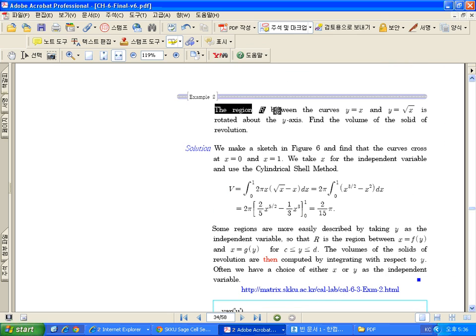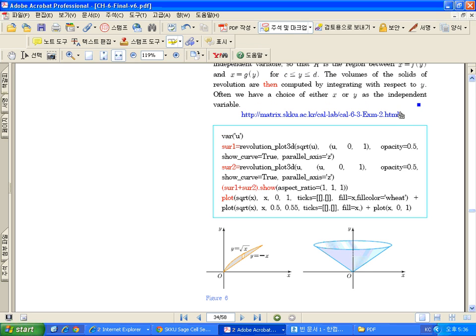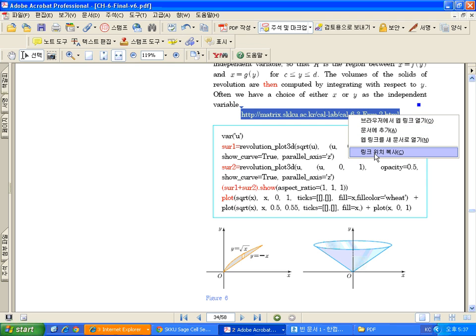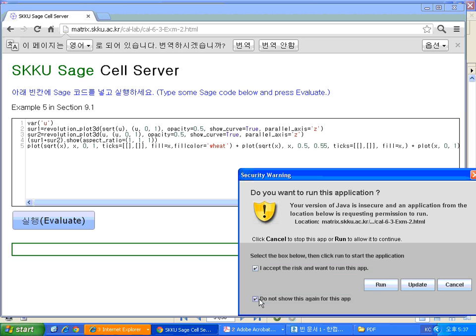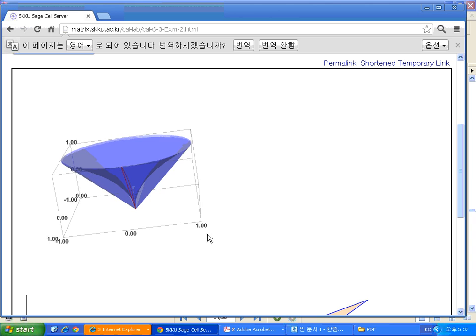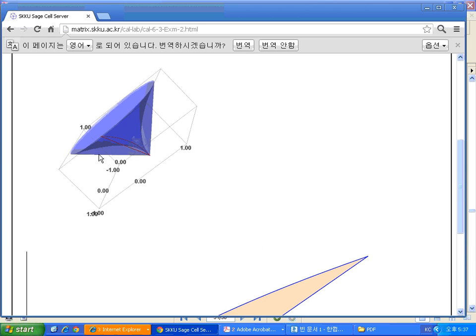The next example asks us to find the volume of the solid of revolution when the region R between the curves y equals x and y equals square root of x is rotated about the y-axis. We have the square root of x and y equals x. We want to rotate this with respect to y, and we are looking for the volume of this.